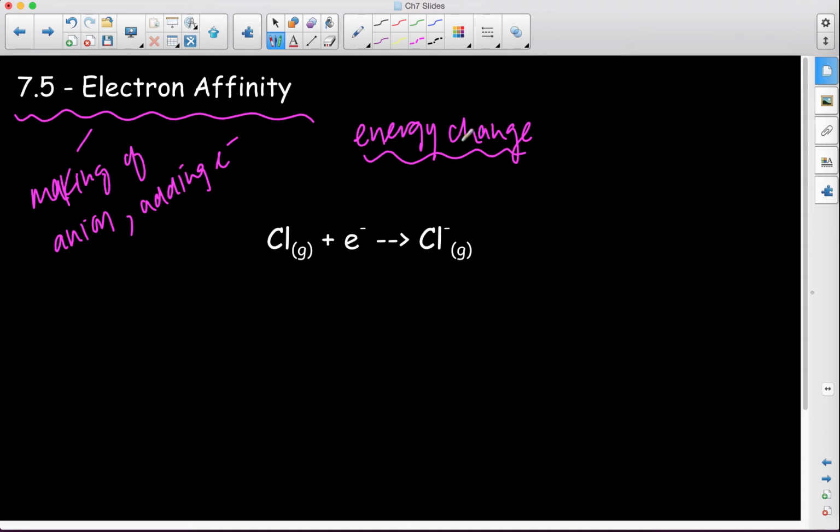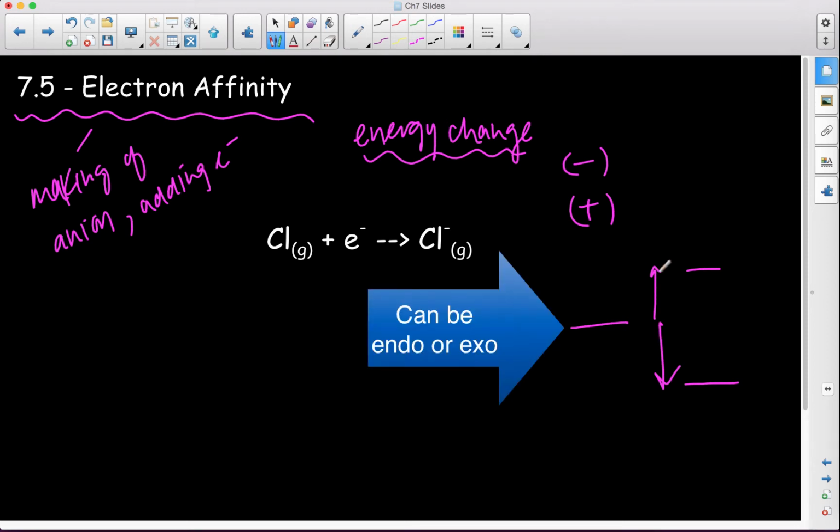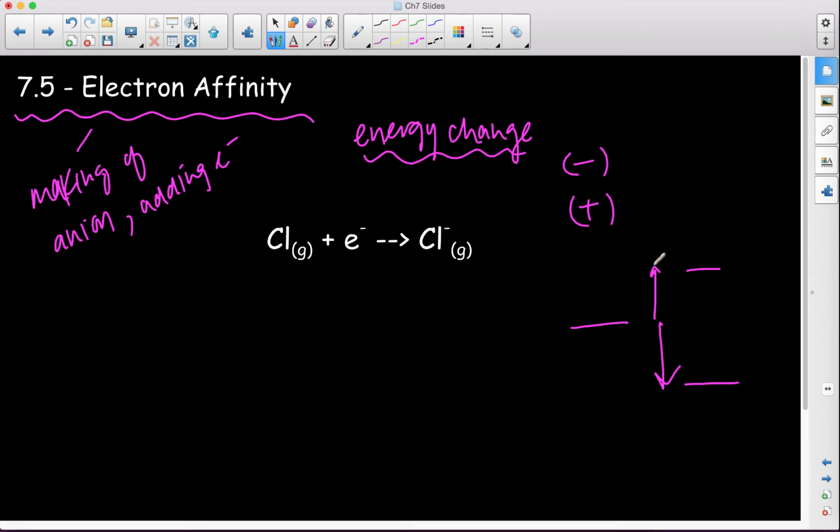Here we're not saying energy required, we're saying energy change, which means that some of them will be negative and some will be positive. If it's negative, it's saying that energy is released, and the addition of the electron was a favorable process and leads to increased stability for said species. If it's positive, that means the addition of the electron leads to a less stable species. It requires energy to add it, which means that it is a not favorable process, okay? So this is just an example equation.